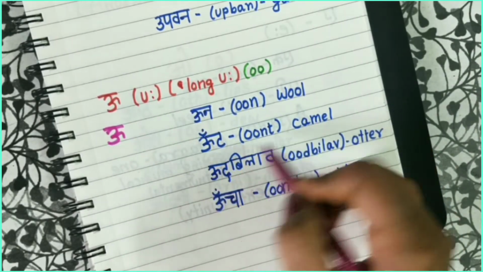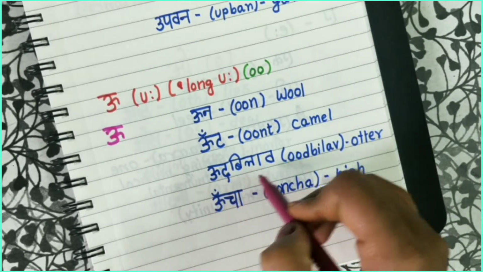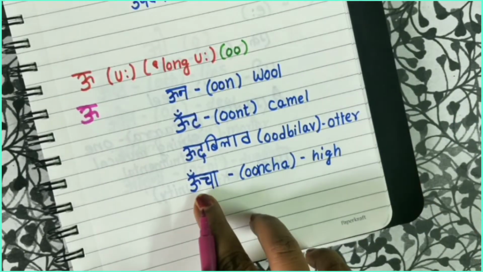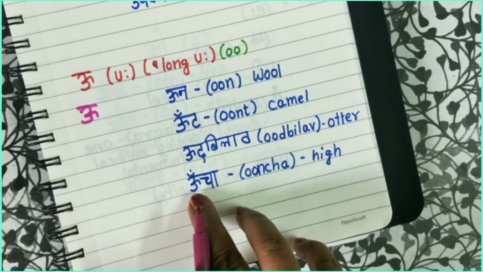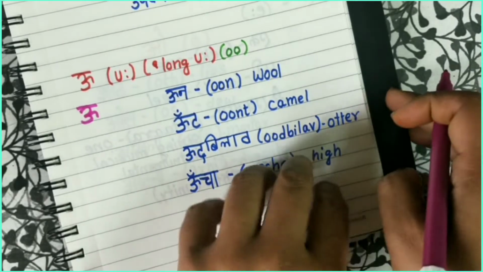U for oont, that is camel. U for udbilav or otter. U say uncha or u for uncha, that is high. Okay.